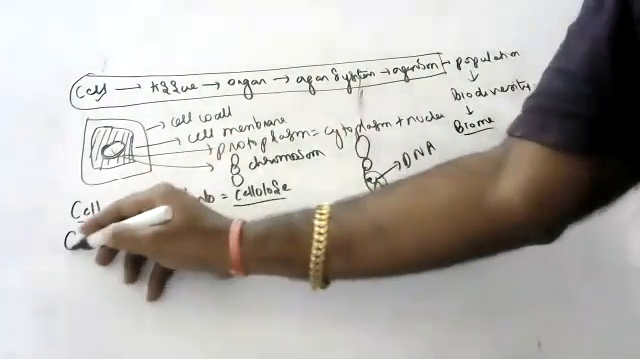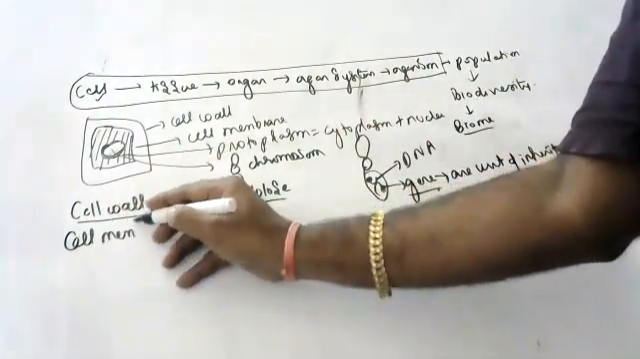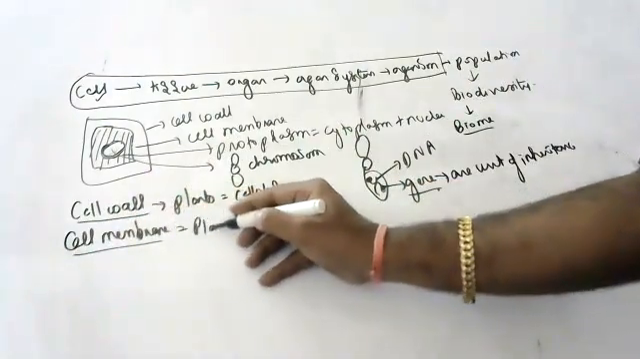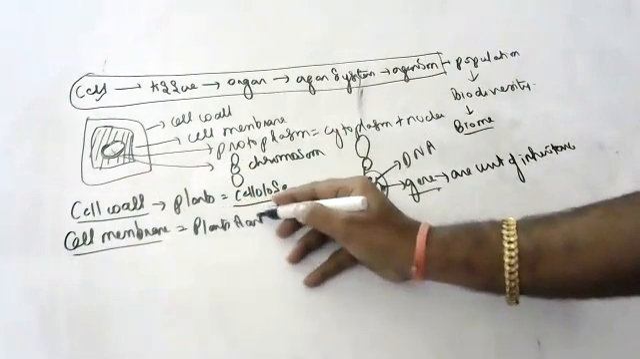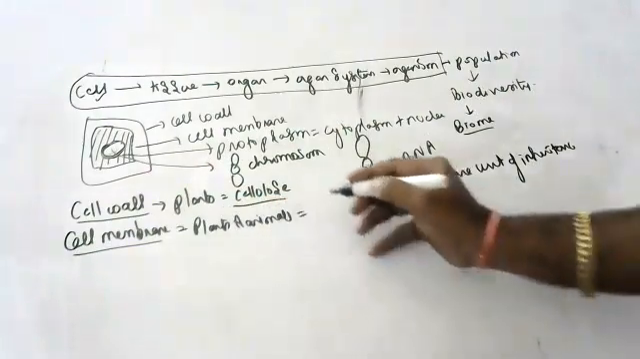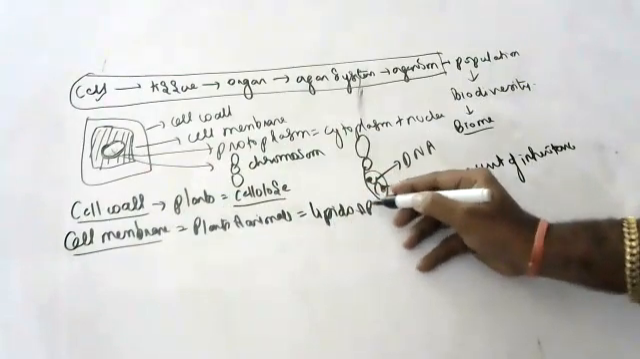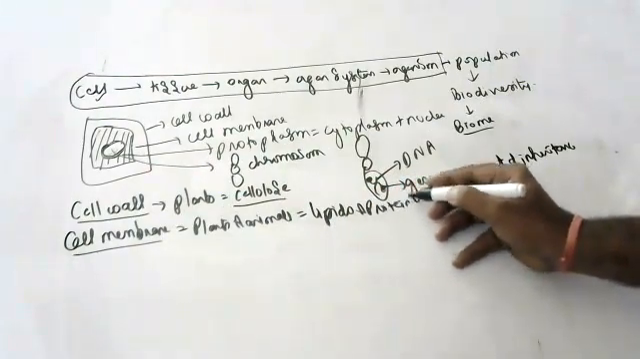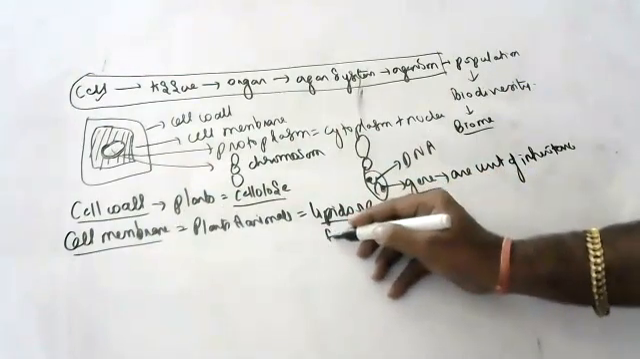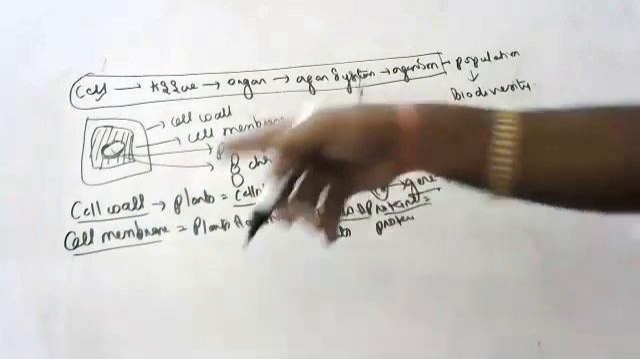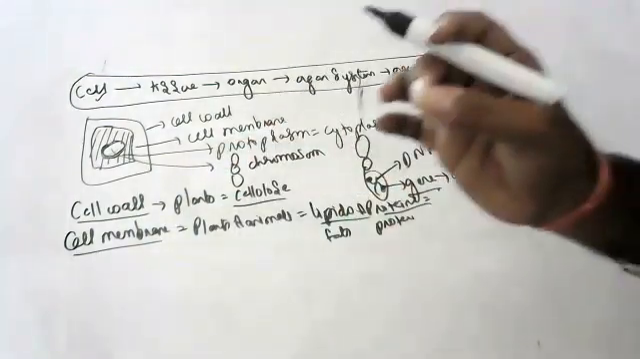Next one is the cell membrane. Where is the cell membrane present, children? It is present in both plants and animals. The cell membrane is made up of lipids and proteins. Lipids means fats. And the endoplasmic reticulum helps in the preparation of the cell membrane, which we will study in 9th class.